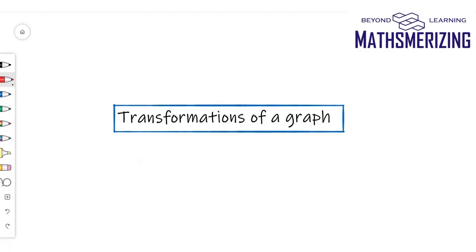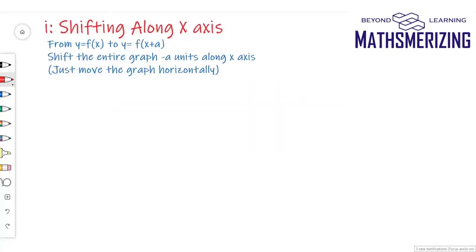Today we'll study transformations of a graph. So we'll take a basic graph, we'll apply the transformations, and from that we'll get stunning and more complex graphs. So we'll start with our first transformation. Our first transformation is shifting along x-axis.